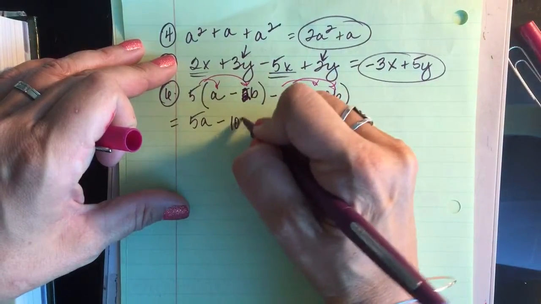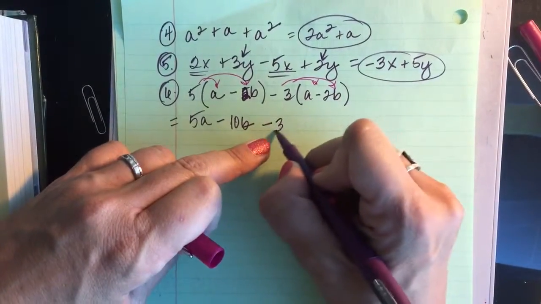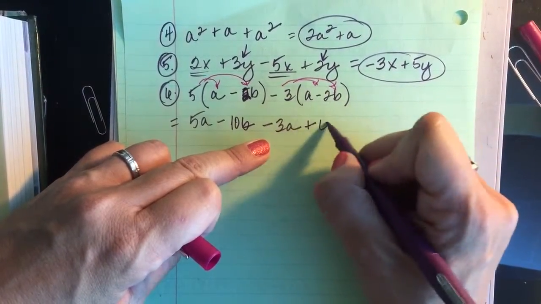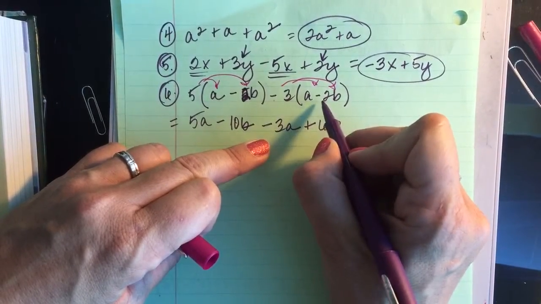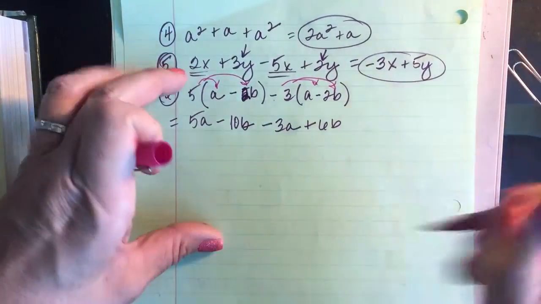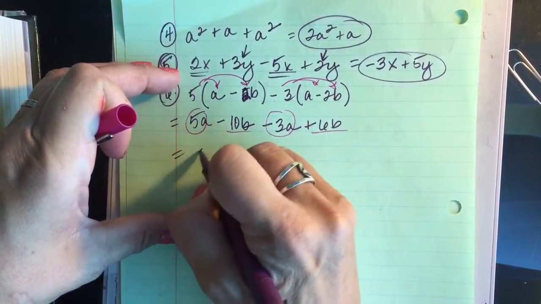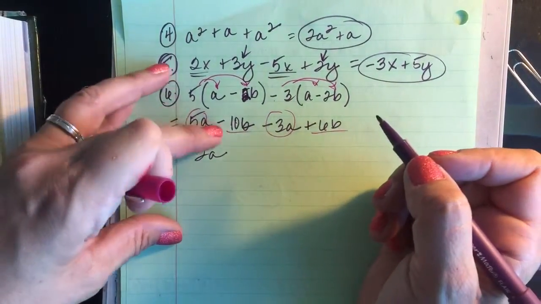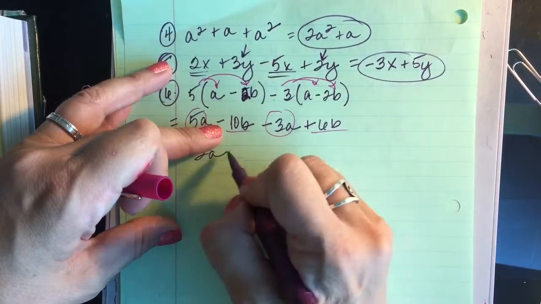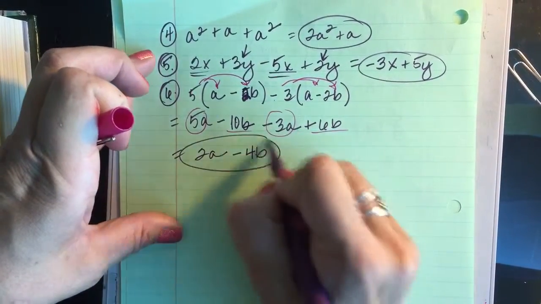5a minus 10b minus 3a plus 6b. Negative 3 times negative 2b is going to give me positive 6b. And then I go looking at my like terms again. 5a minus 3a is going to leave me with 2a. Negative 10b plus 6b is going to be minus 4b.